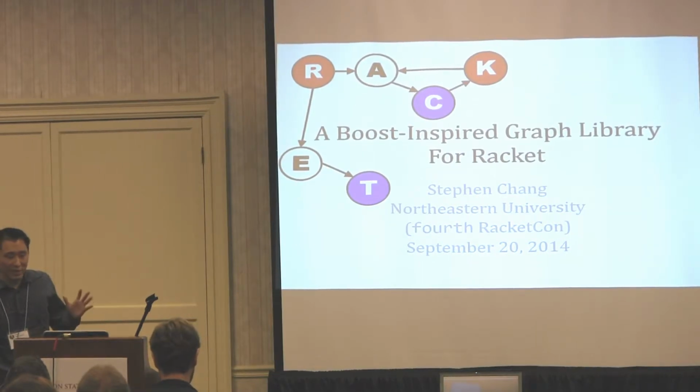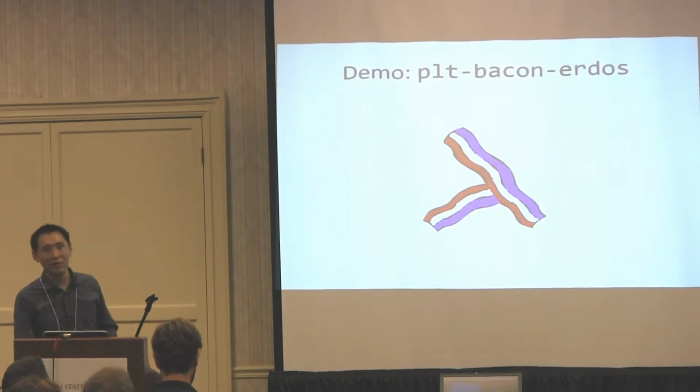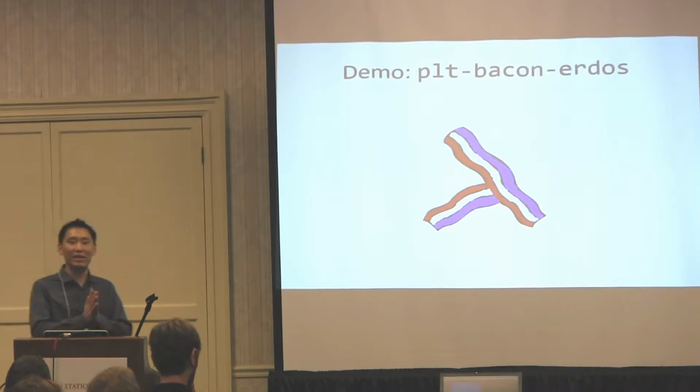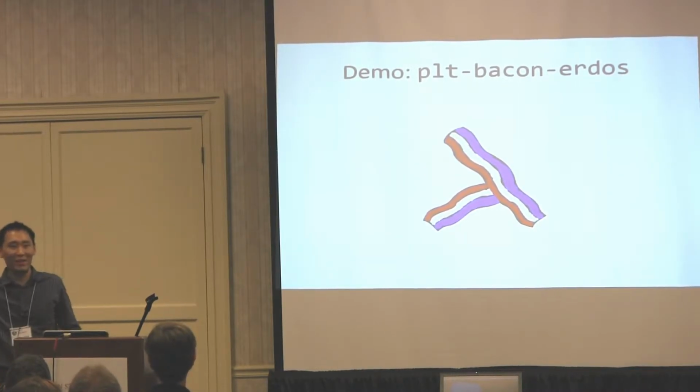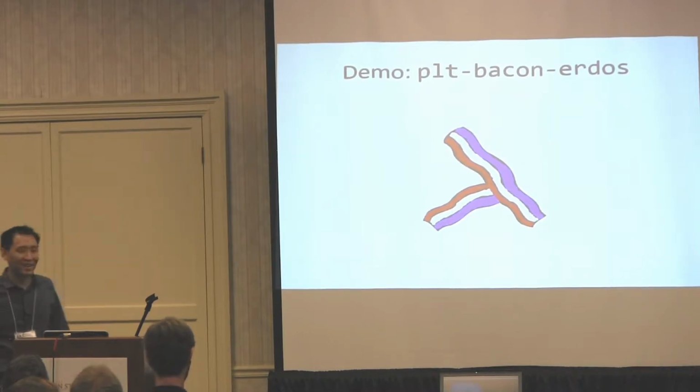I don't think I need to explain to this audience why graphs are a useful thing. So I'm just going to jump right to a demo. Is there anyone here that does not know what a Bacon number is? As in Kevin Bacon. Okay, how about a Bacon-Erdos number?